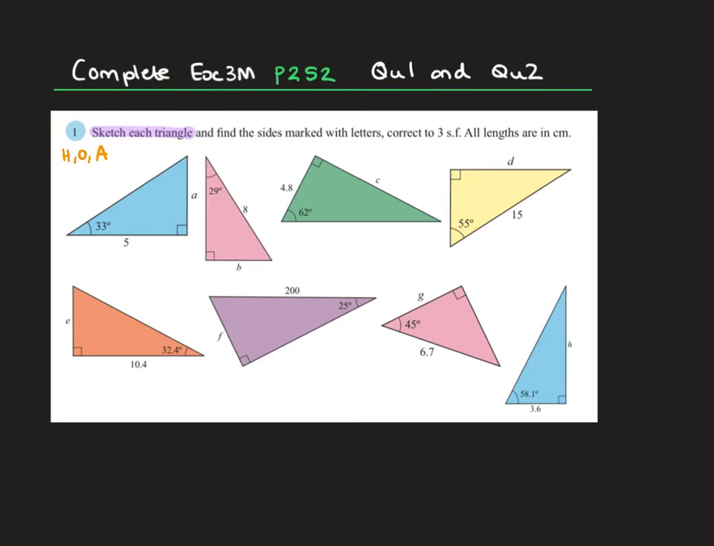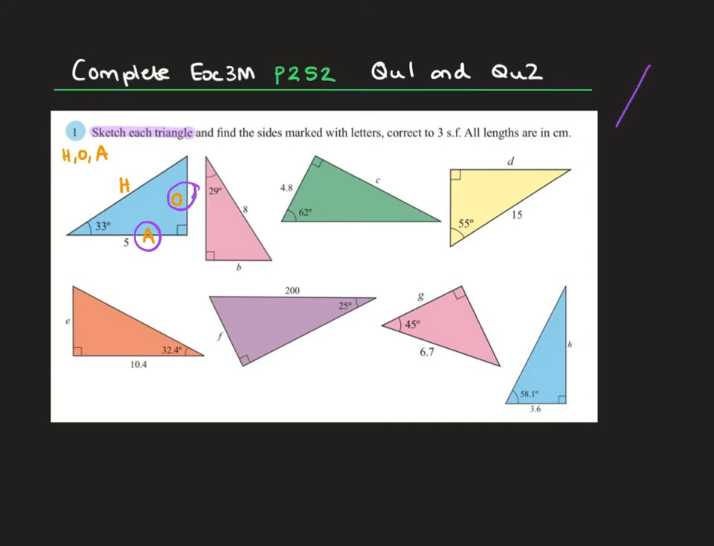So for the first question here, in question 1, we need to label the hypotenuse, then the opposite, and then the adjacent. So make sure you have a sketch of each of these triangles in your exercise book as you do each question. Then label the H, the O and the A. Now, which 2 are the relevant sides? Well, we're trying to find out this one. So that's the opposite. And we've been given this one, which is the adjacent.